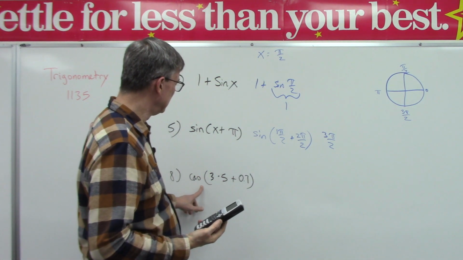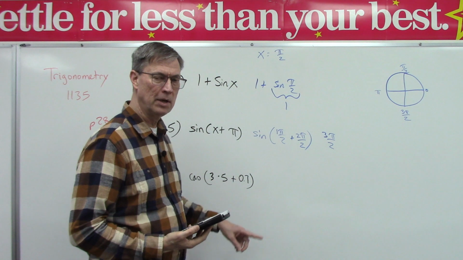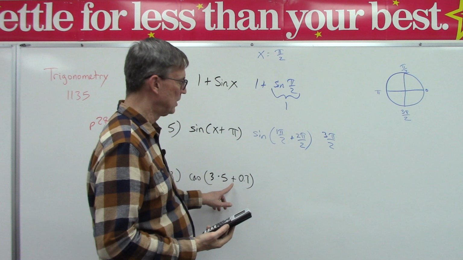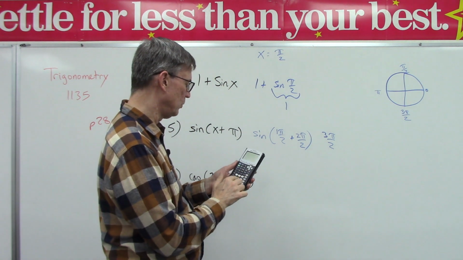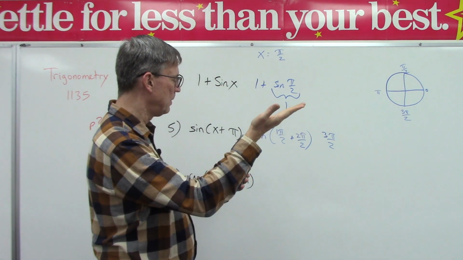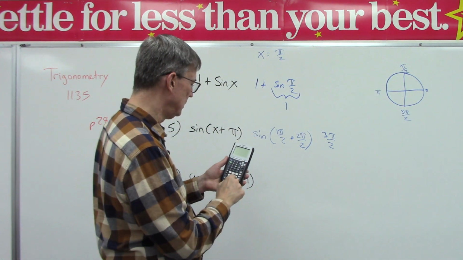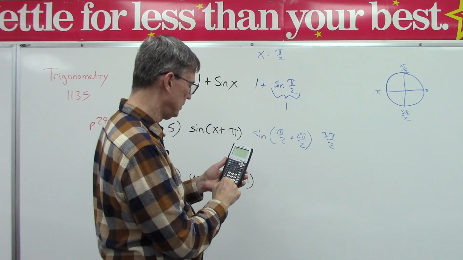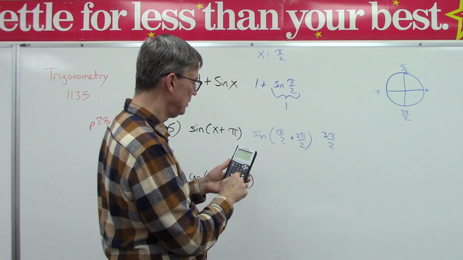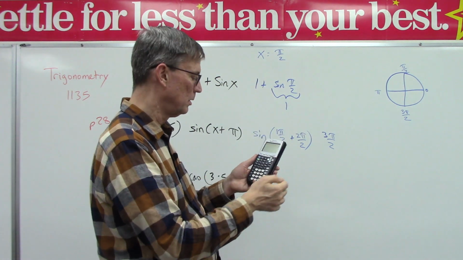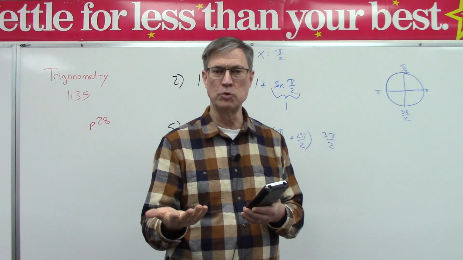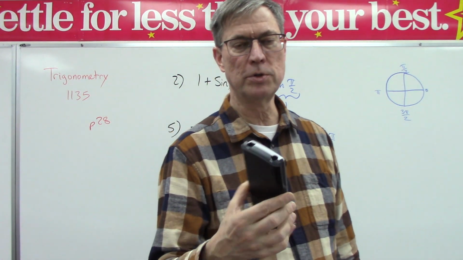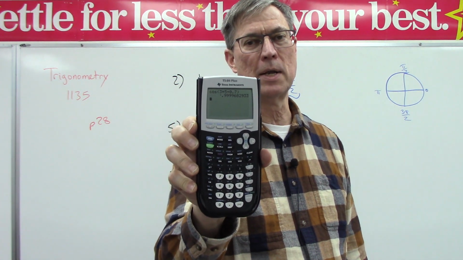So we're going to type this in exactly as it appears right here, and the calculator is smart enough to know that it's going to do this multiplication first and then add that. All right, so we're going to hit cosine. It automatically gives us the opening parentheses, 3 times 5 plus 0.7. Hit the close parentheses, okay? And then when you hit enter, it gives you a number. Now, I want you to do this on your calculator, you should get the same thing I just got.